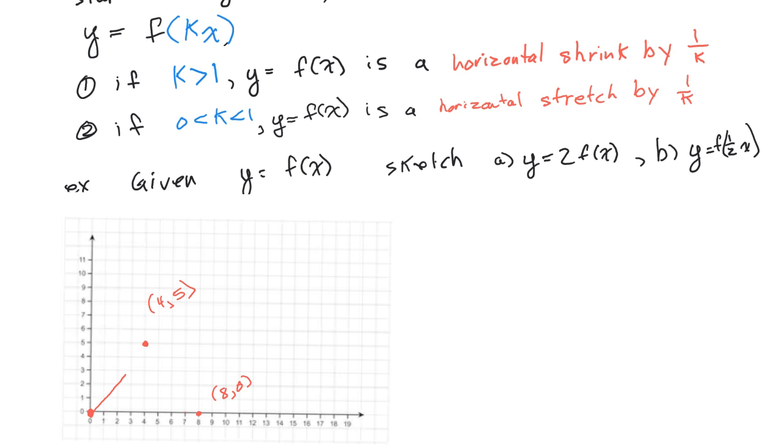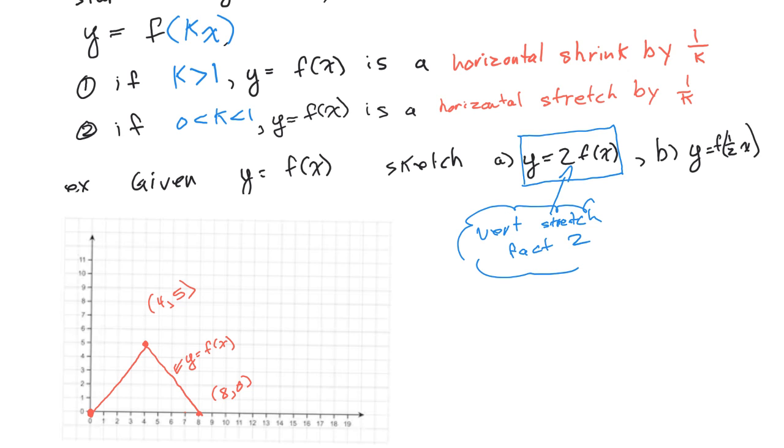So this red graph is y is equal to f of x. So in blue, imagine we want to see what y is equal to 2 f of x is. We knew that this 2 was a vertical stretch of factor 2.